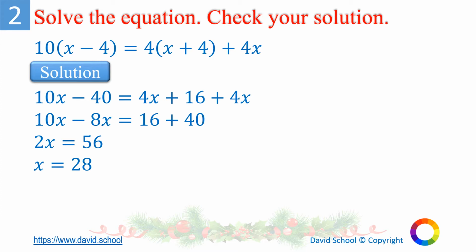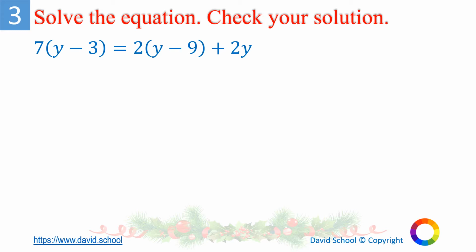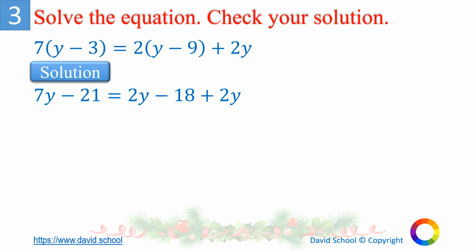Let us see example 3. 7 times y minus 3 equals 2 times y minus 9 plus 2y. Again, we use distributive property on both sides of the equality. 7 times y is 7y minus 7 times 3, which is 21, and 2y minus 18 plus 2y.